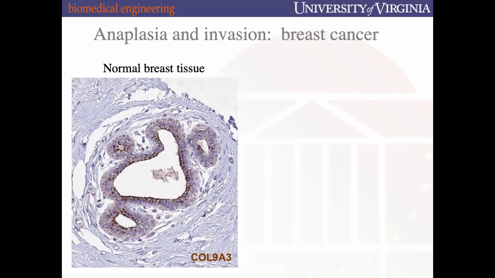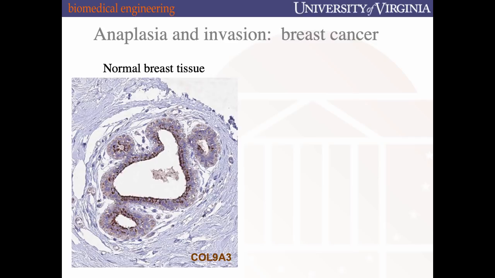I'll give an example of anaplasia and invasion in breast cancer, which is what my lab works on. This is a cross-section image of normal breast tissue stained for a collagen molecule shown on the bottom here. Normal breast tissue has ducts and lobules, so the tubes, milk-secreting conduits out toward the nipple, and then lobules, which are grape-like sacs of breast epithelial cells that are the milk-secreting units of the tissue.